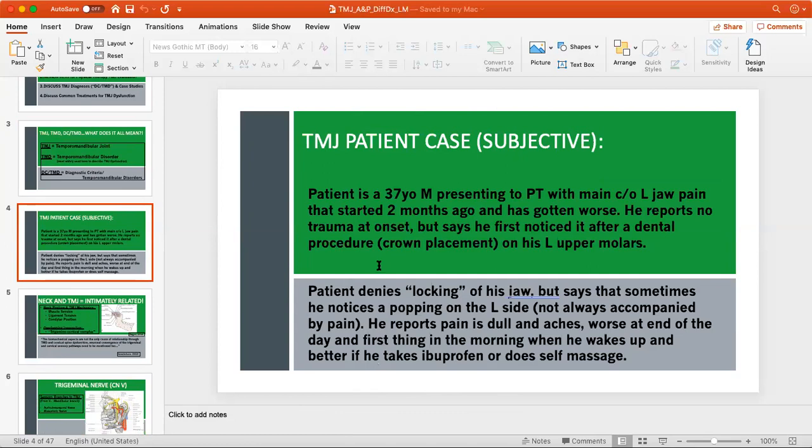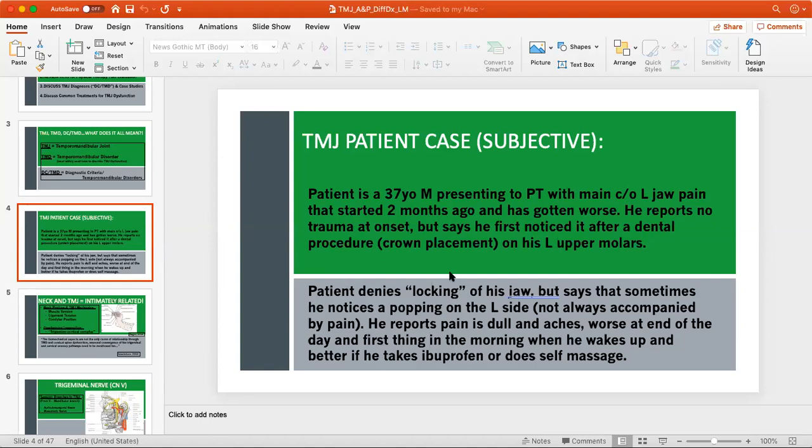The patient you're seeing in physical therapy is a 37-year-old male. He has main complaints of left jaw pain that started 2 months ago and has gotten worse. He reports no trauma when it first started, but he says he first noticed it after he had a crown placed, a dental procedure, on his left upper molars. He denies locking of his jaw, but he does say that sometimes he notices a popping sensation on the left side, not always accompanied by pain.